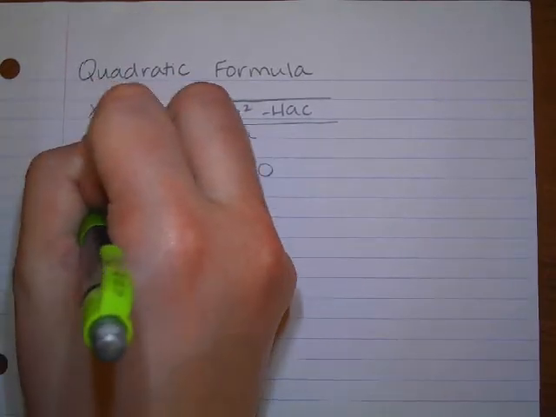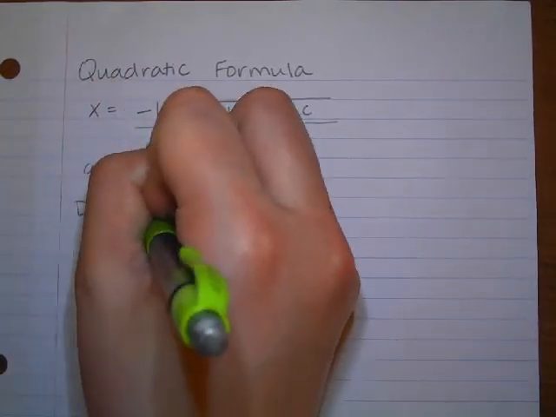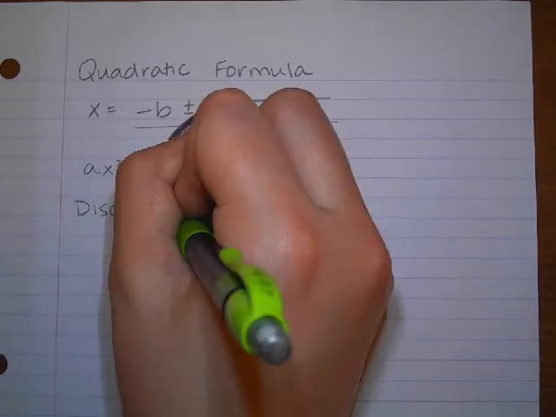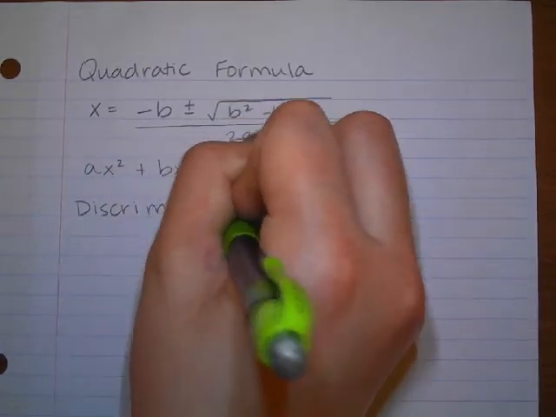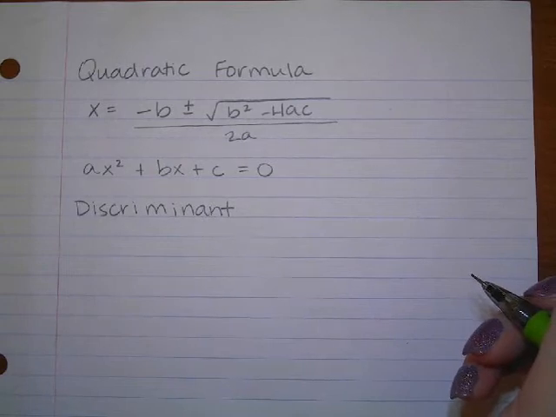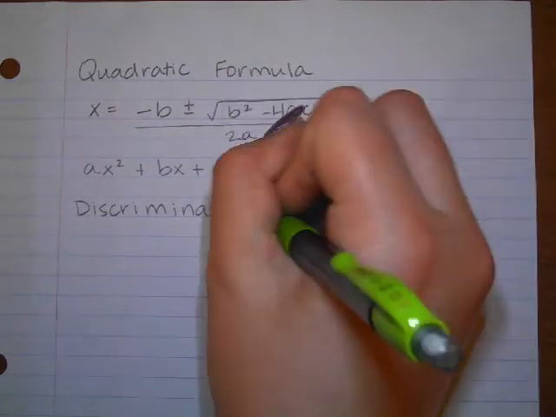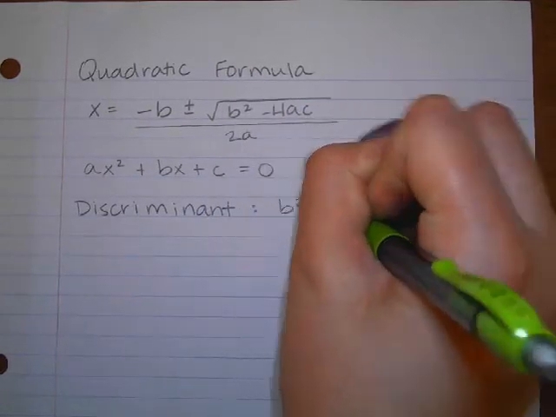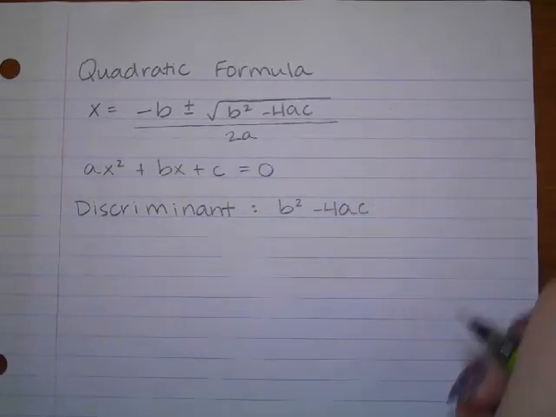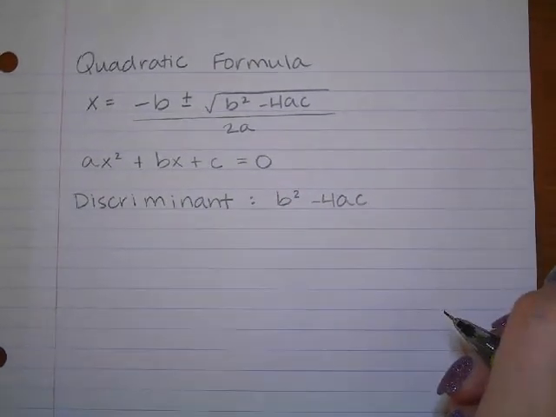We're going to talk about the discriminant. Does anyone remember what that is? Discriminant. It's part of the quadratic formula. Yeah, you're close. It's the b squared minus 4ac. It's the part underneath the square root. So the discriminant is b squared minus 4ac.